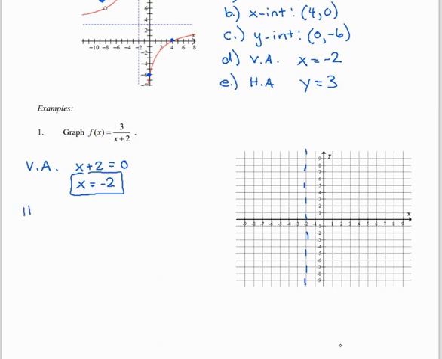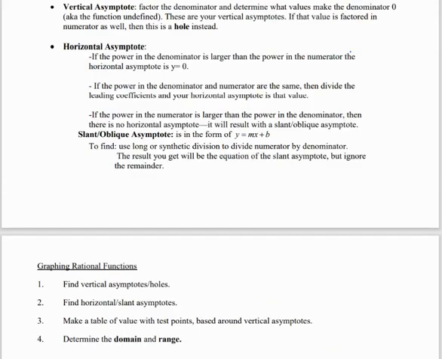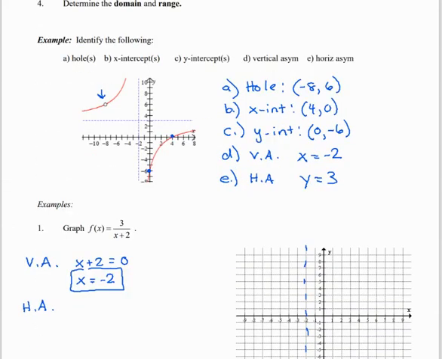Now we're going to find our horizontal asymptote. To find our horizontal asymptote, it's all about power. So I'm going to scroll back up to the bottom of the first page of notes. What we want to determine is if the power is larger in the denominator, if it's larger in the numerator, or if it's the same. In our example, we don't have an x in the numerator at all, so we have x to the 0 up top and x to the first on the bottom. So the power is larger in my denominator.